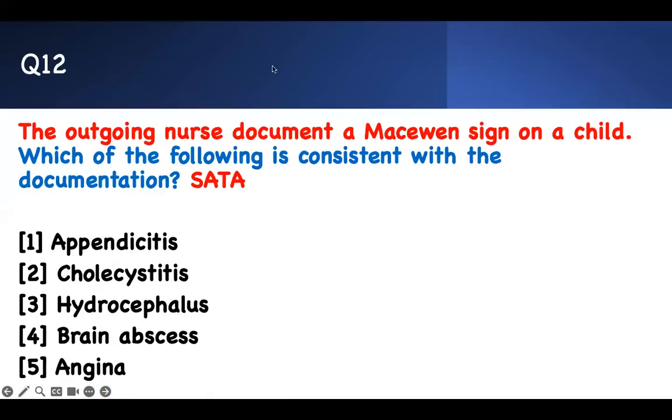The last one. An outgoing nurse documents a Macewen sign. If you know this, you know it. It's easy. Macewen sign on the chart. Which of the following is consistent with the documentation? Select or apply. It's asking you, you see, underline the buzzword. Macewen sign. What do you think it is? Does appendicitis give you that? Cholecystitis? Hydrocephalus? Brain abscess? Or angina?